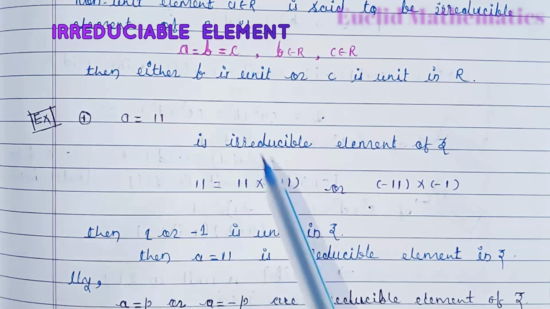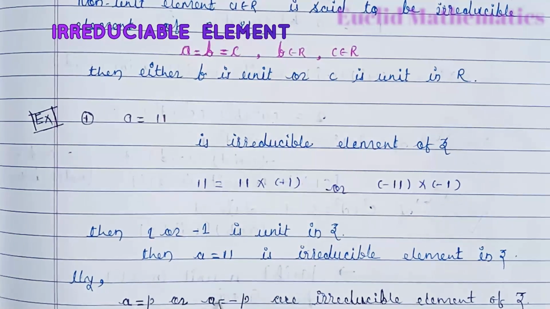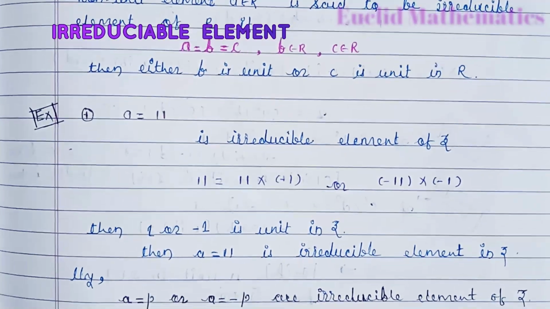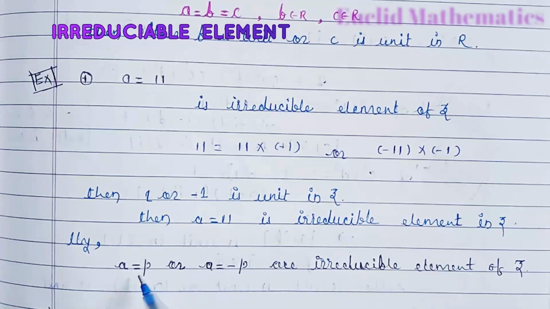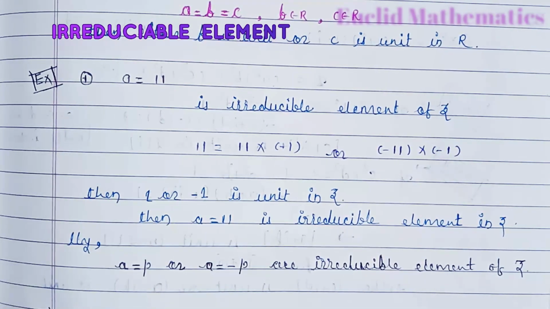So I got the elements B and C, which are 1 and minus 1. So A equal to prime and A equal to minus prime are irreducible elements of Z. If we can write A as prime and A as minus prime, then we say that it is an irreducible element of Z. I considered here the general case for our first example. Now let's see one more example, with a non-zero non-unit element which is not irreducible.